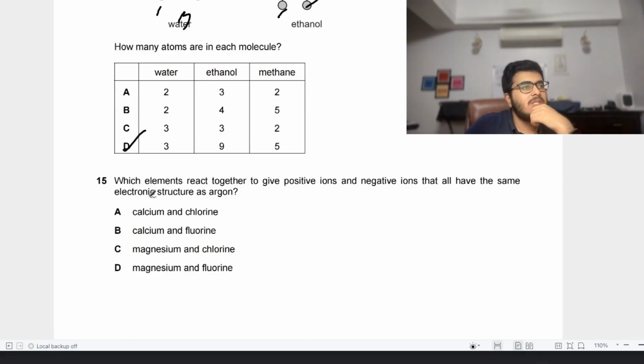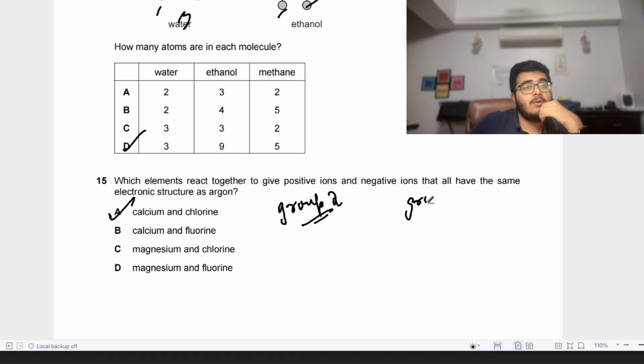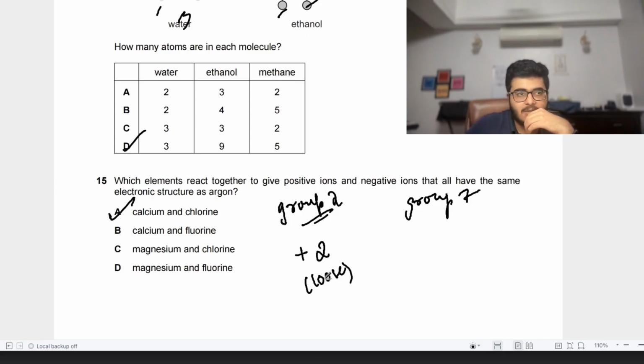Question number 15, which elements react together to give positive ions and negative ions that have the same electronic configuration or structure as argon? So the correct answer for this is calcium and chlorine. Why? Let's see. So we all know calcium is in group 2, right? Group 2. And chlorine is in group 7. So how many valence electrons does calcium have? Calcium has 2 valence electrons, which means it is going to lose those electrons and gain a positive charge.